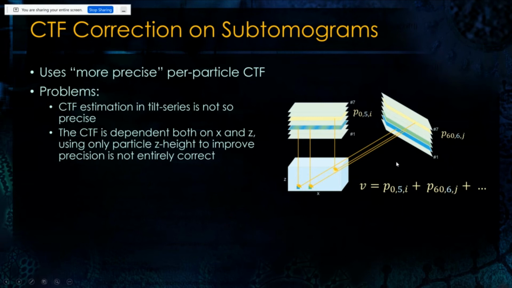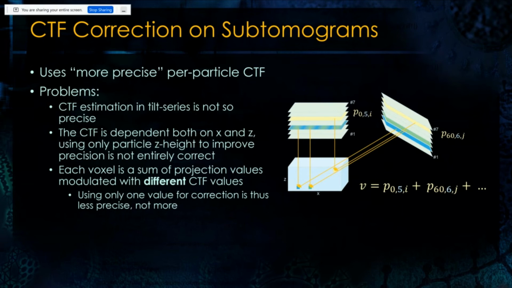And that brings me to the last problem, is that at the moment you have your subtomogram already reconstructed, then each subtomogram is a value that is basically consisting of a sum of 40 different, or as many different values as you have in your tilt series, and it is actually representing modulation by 40 different defoci values. So using one defocus value to try to correct for it is not making it more precise, it's actually making it way less precise.